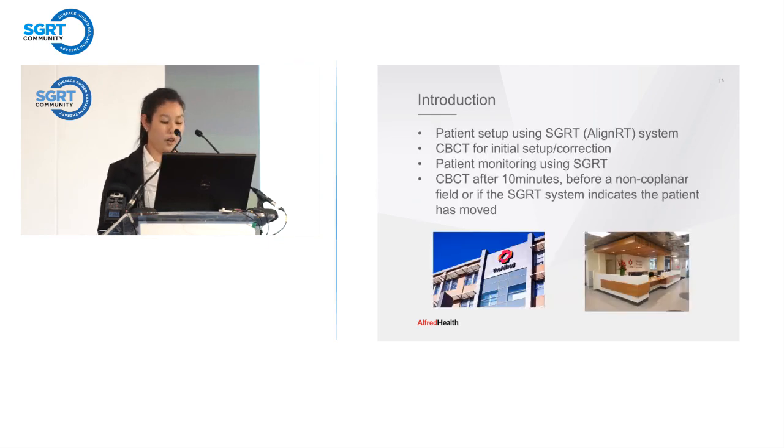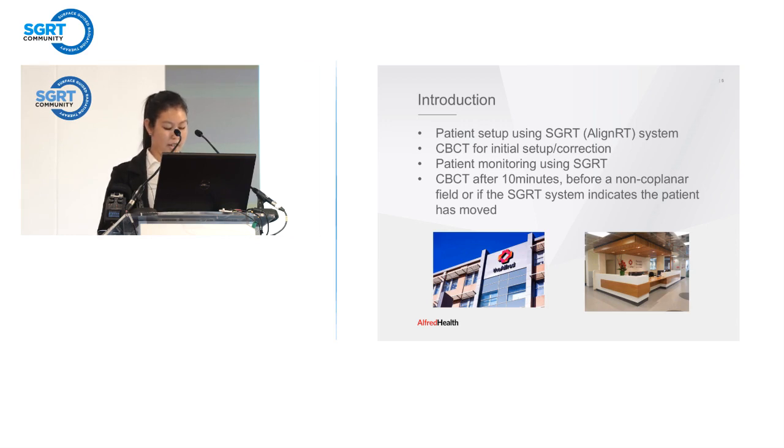So at Alfred Health, we use AlignRT and GateRT as our SGRT systems. All of our SABR patients have a 4D CT, are planned in Eclipse and treated on our TrueBeam LINAC. All of our SABR patients are set up using SGRT alone, so no body marks. And we take a cone beam CT to check their setup, make any of our initial corrections. Then a new gated SGRT reference image is taken.